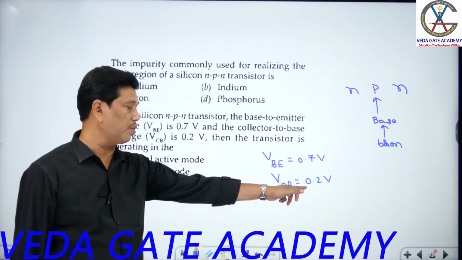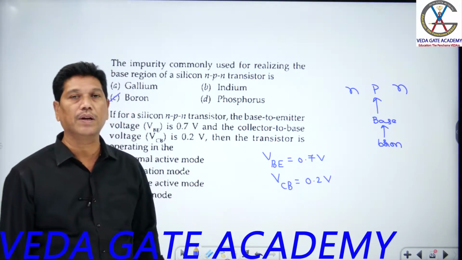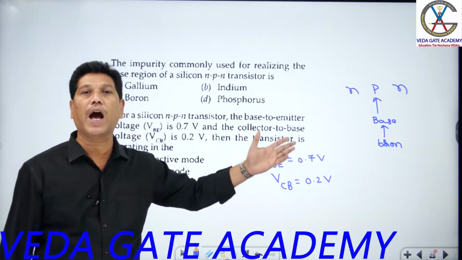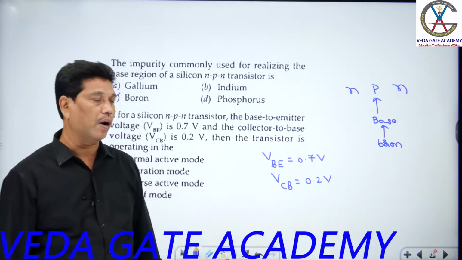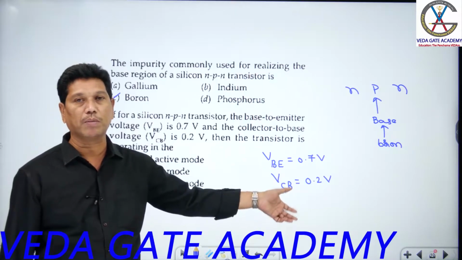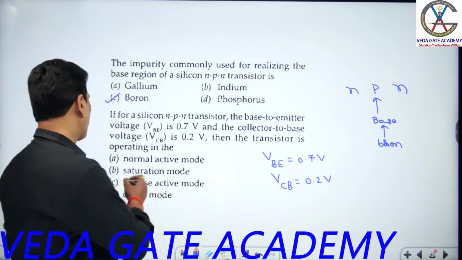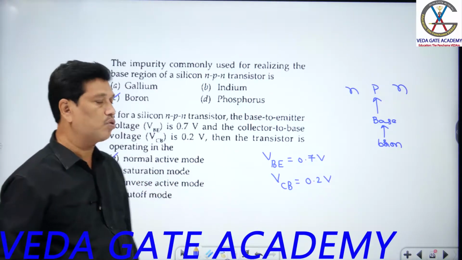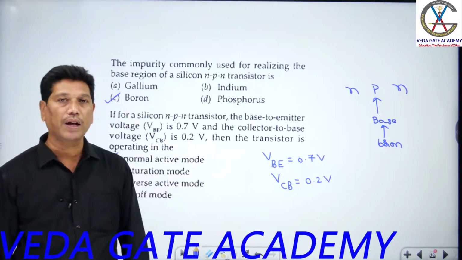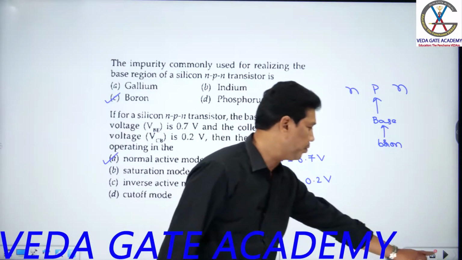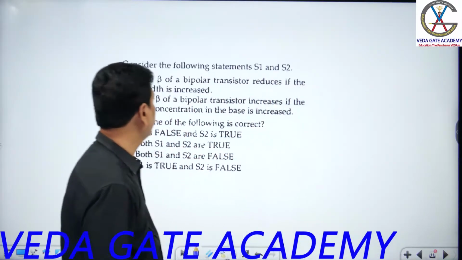So VBE equal to 0.7 volt and VCB equal to 0.2 volt means probably BJT is in forward active mode students. Input is forward bias and output looks like reverse bias condition. So it is probably active mode students. So normal active mode, answer is A. Answer should be A for that one. Next question you see now.